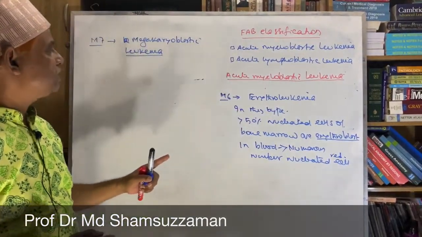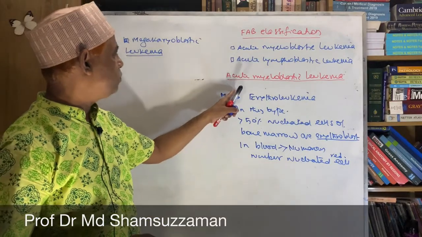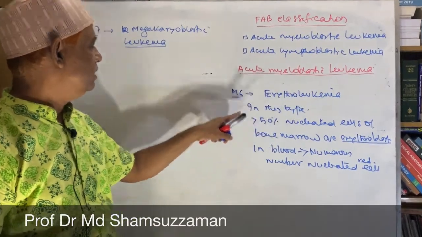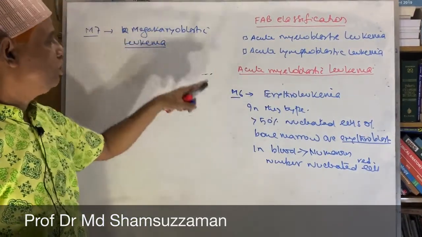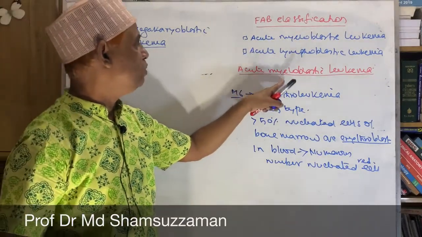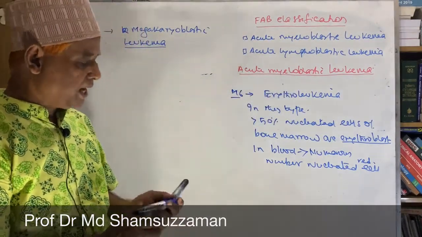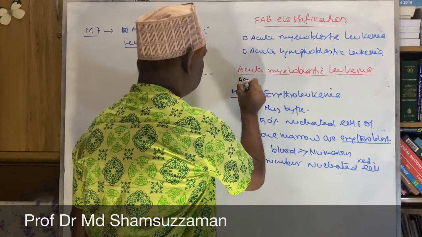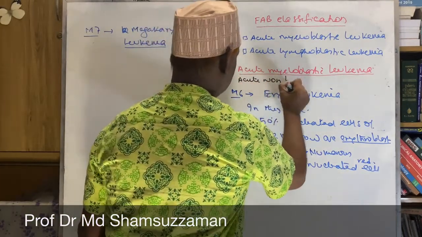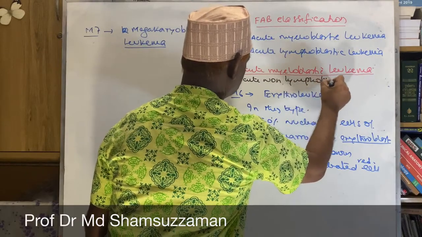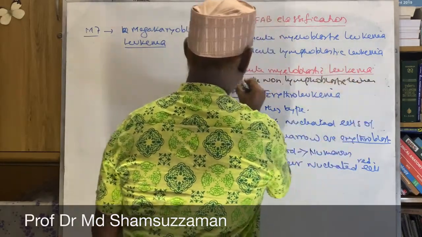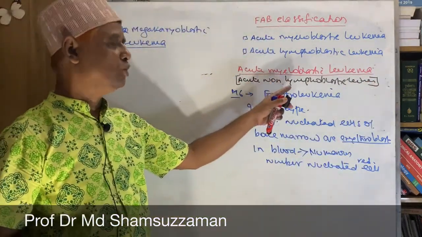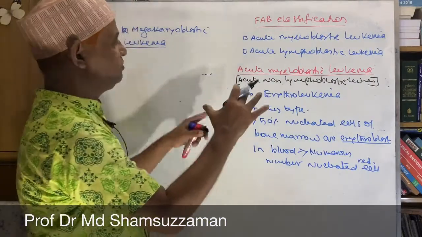Dear audience, one thing is important. In this type, from M1 to M7, there is leukemia of WBC series, leukemia of monocyte, leukemia of megakaryoblast, leukemia of RBC series. All are under the heading of acute myeloblastic leukemia. So we can say it as acute non-lymphoblastic leukemia. If we call it acute non-lymphoblastic leukemia instead of acute myeloblastic leukemia, then M1 to M7 fit here.